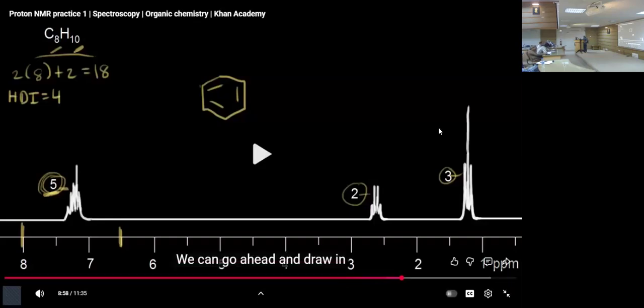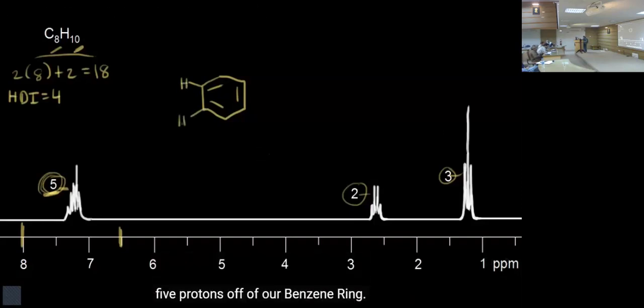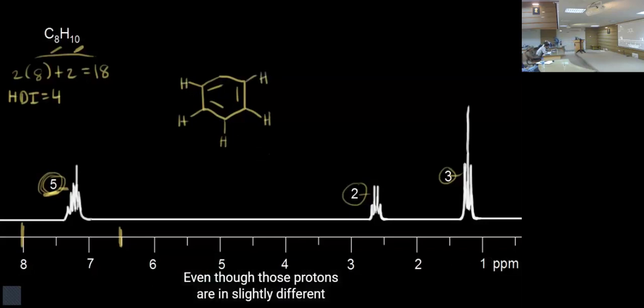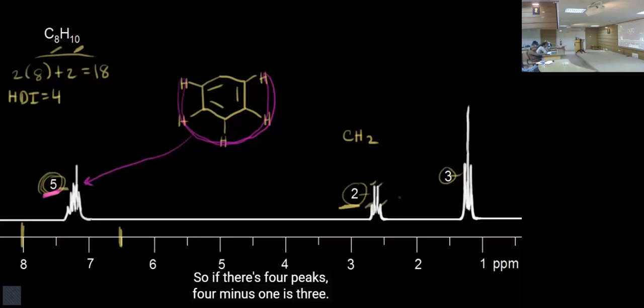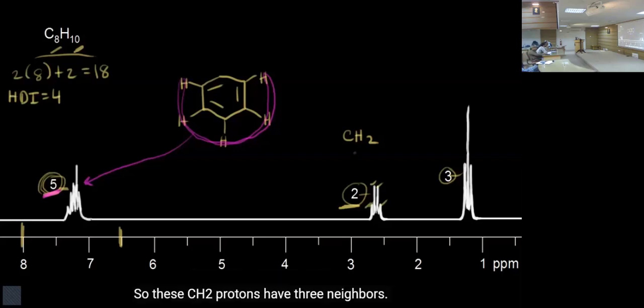Go ahead and draw in the five protons of our benzene ring. Even though those protons are in slightly different environments, because this integration value is 5 and we know a benzene ring is present, we're done. We don't have to worry about the slightly different environments. We know these 5 protons are giving us this complicated signal. Next, let's look at this signal. 2 protons, so that must be a CH2. How many neighboring protons for the CH2? There are 1, 2, 3, 4 peaks. 4 minus 1 is 3, so these CH2 protons have 3 neighbors.